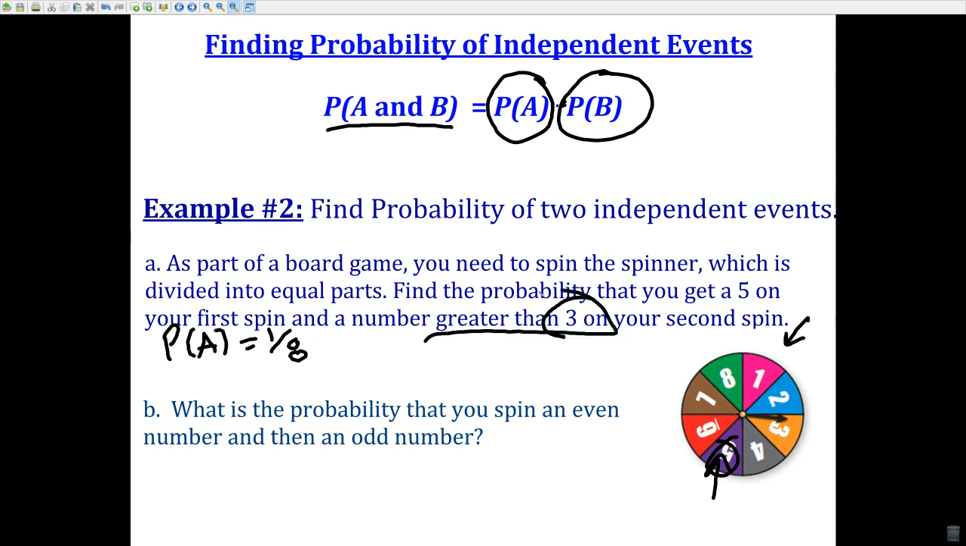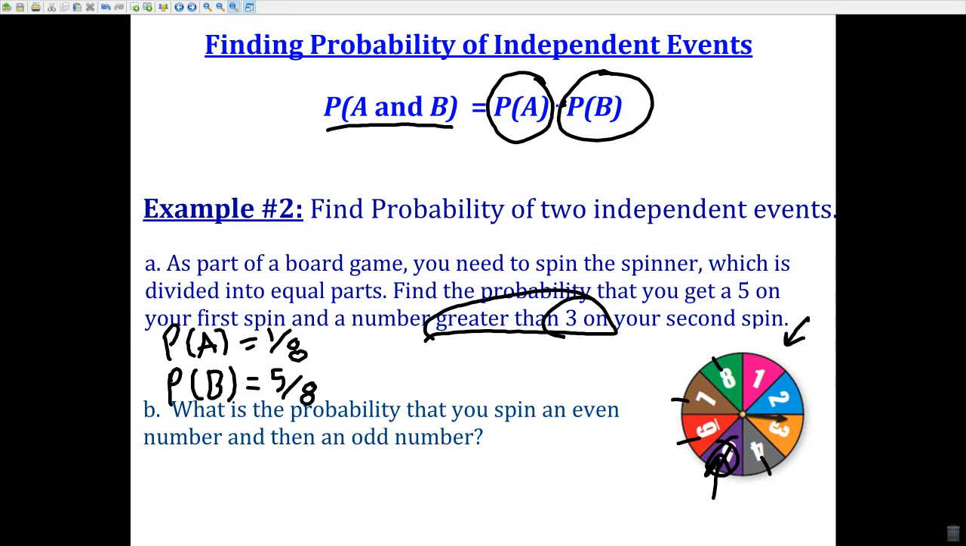A number greater than 3 on the second one. So this is going to be the probability of B equals what? Well, we have 1, 2, 3, 4, 5 that are greater than 3. If it said greater than or equal to, we include 3. So there's only 5. So 5 of 8 on the second one, because they're both independent events. So that 8 doesn't really change.